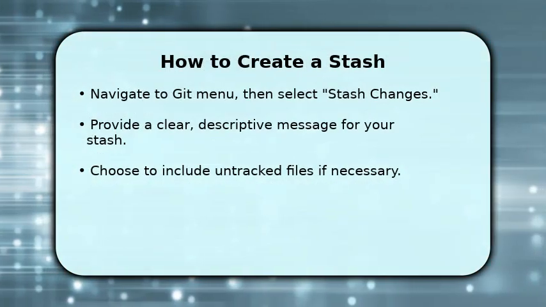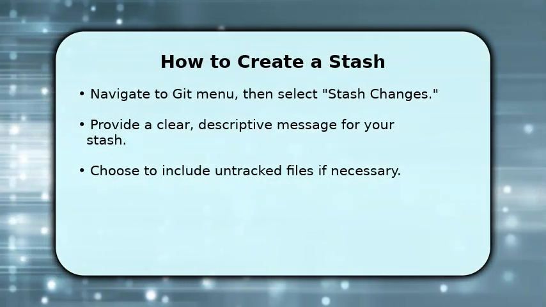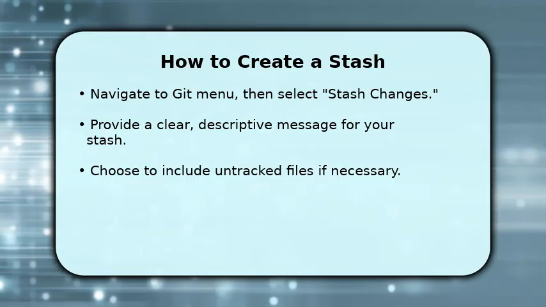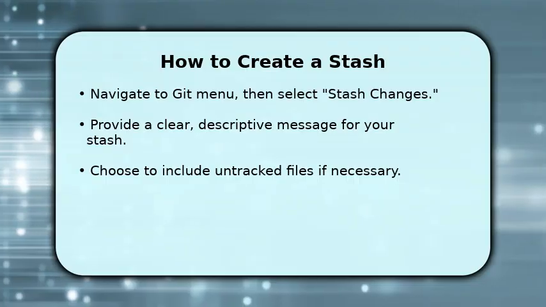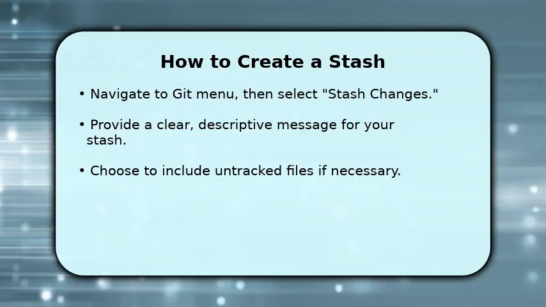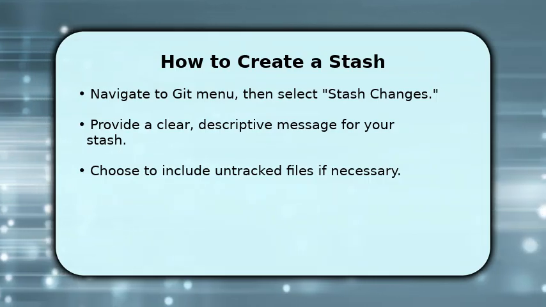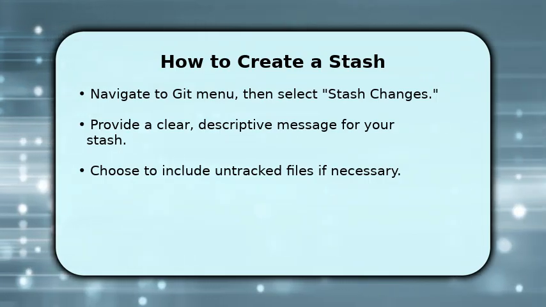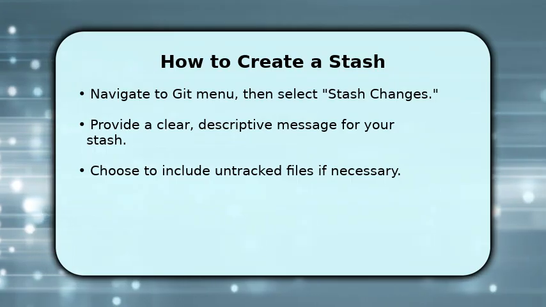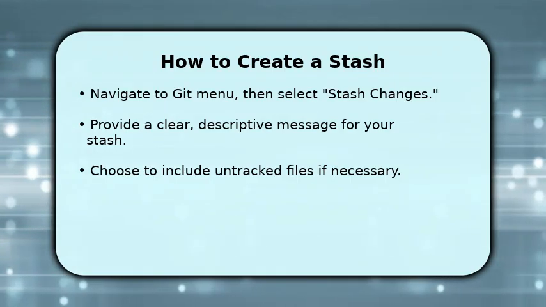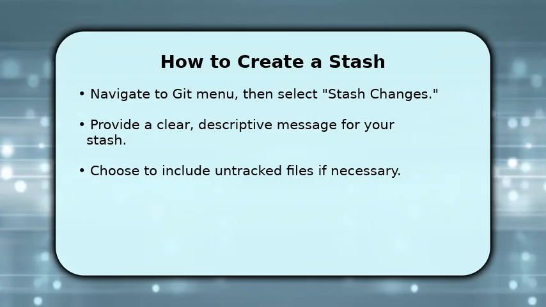To create a stash, open your IntelliJ project and ensure you have uncommitted changes. Go to the Git menu at the top, then select Stash Changes. A dialog box will appear. It's crucial to enter a descriptive message so you remember what the stash contains later. You can also choose to include untracked files, which are new files not yet added to Git. Click Create Stash to save your changes.